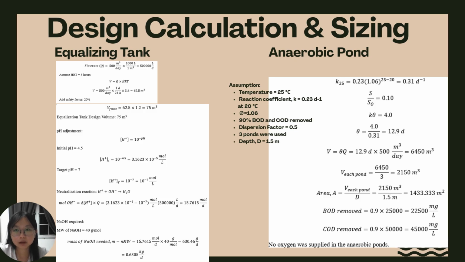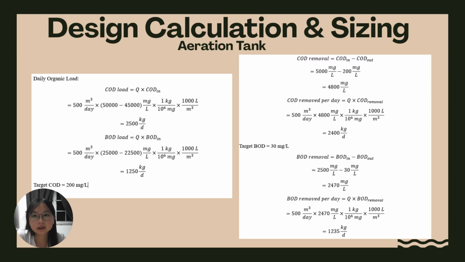For the anaerobic pond, 90% of BOD and COD will be removed at this anaerobic pond. After calculation, we know that the volume of each pond is 2,150 meter cubed. For the aeration tank, we assume that the target COD equals 200 mg per L, so that the COD removed per day at this tank is equal to 2,400 kilograms per day.